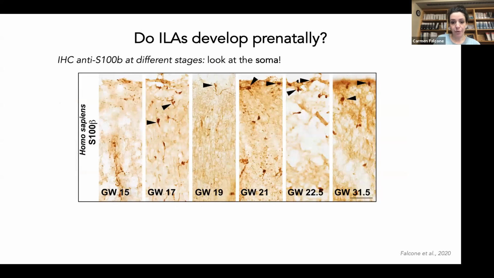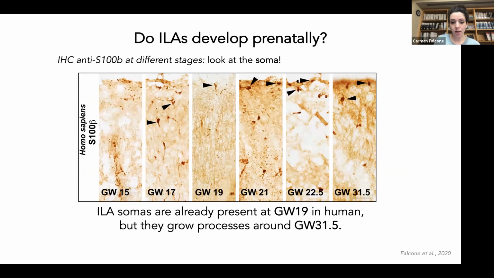And we did the same for the human. In human, the somas are already present at gestation week 19, and they grow processes around gestation week 31.